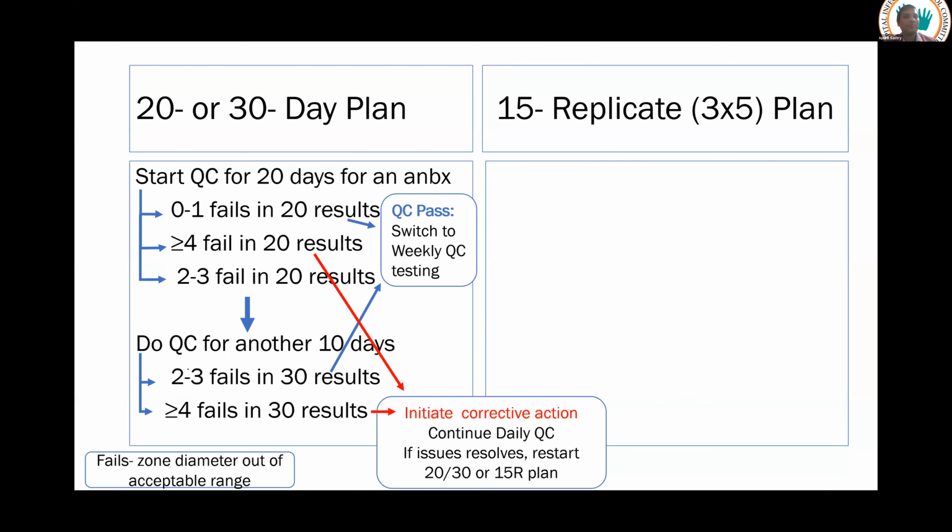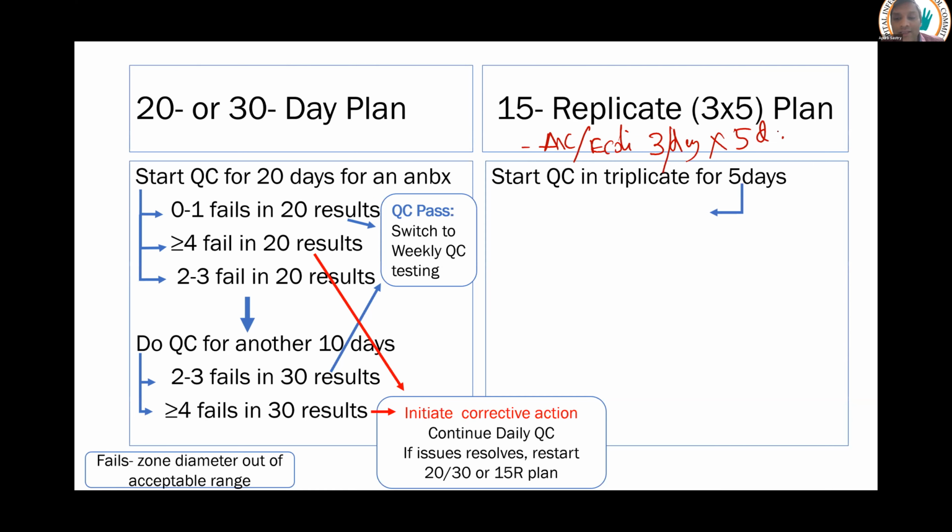So this test is good, but the thing is it will take 30 days of time. If you want to reduce the time, then there is a 5-day plan. The 5-day plan is also called the 3 into 5 replicate plan. It means you have to do QC in triplicate for 5 days. Amikacin against ATCC E. coli, you have to test in triplicate, that is 3 times a day, for 5 days. So totally how many results will be there? You have totally 15 results.